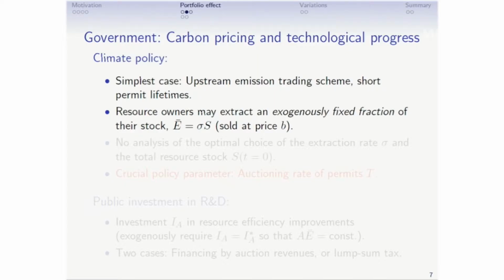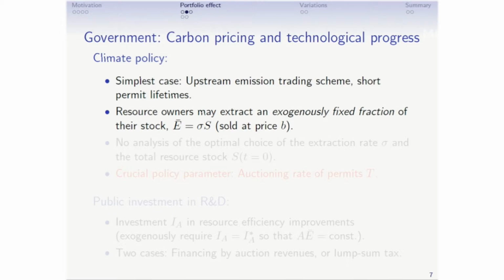Now, the government, in our case, does two things: a climate policy and support of resource efficiency improvements. For a climate policy, for illustrative purposes and to make the intuition as clear as possible, we just assume the simplest case that climate policy is implemented as an upstream emission trading scheme. So in this case, it's not a tax on consumption goods, but really a tax on resource extraction, or an instrument applying to resource extraction.